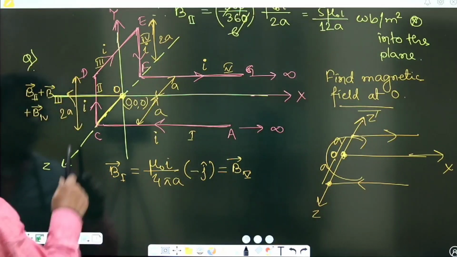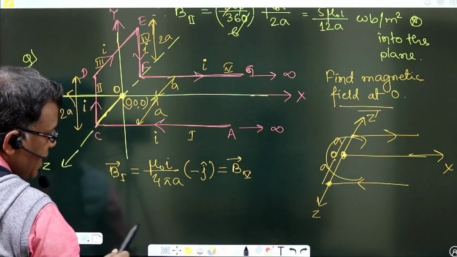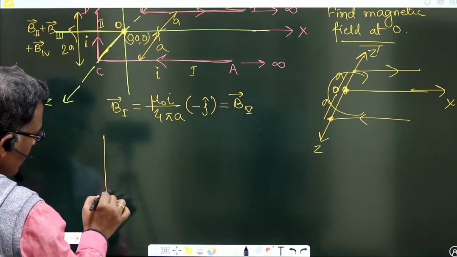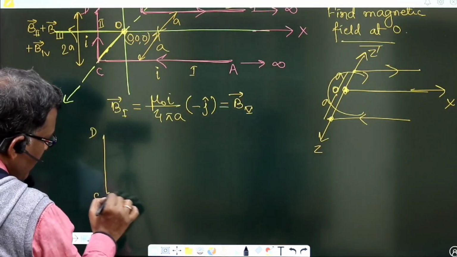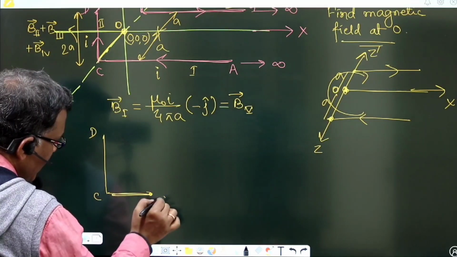Now for the CD portion, CD is a finitely long wire, and the required point O is appearing like this, yes or no?